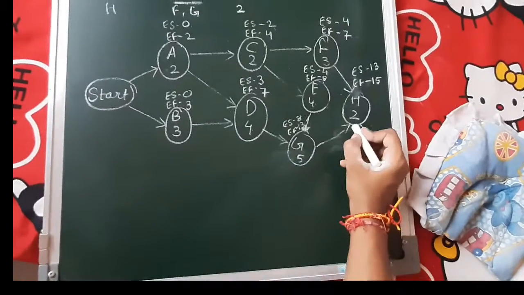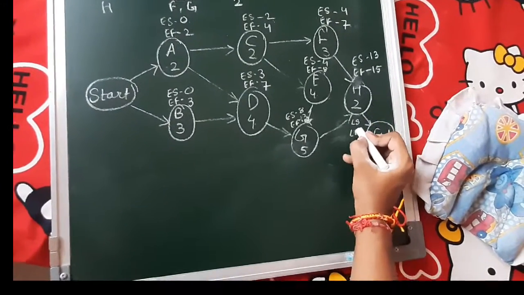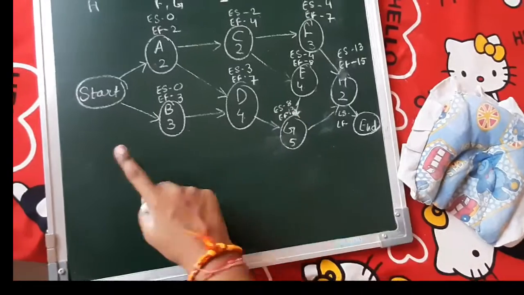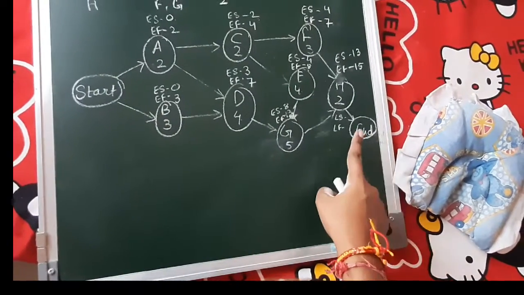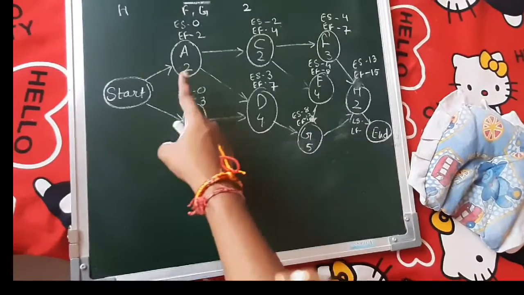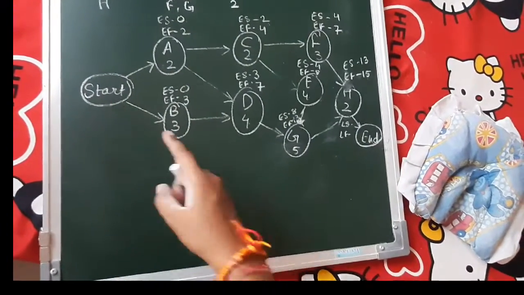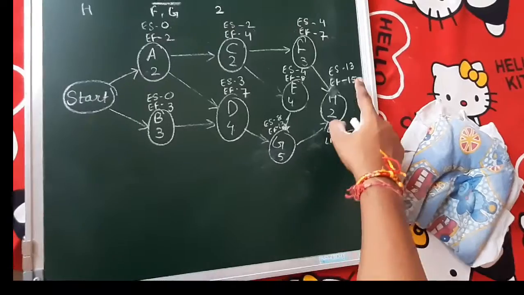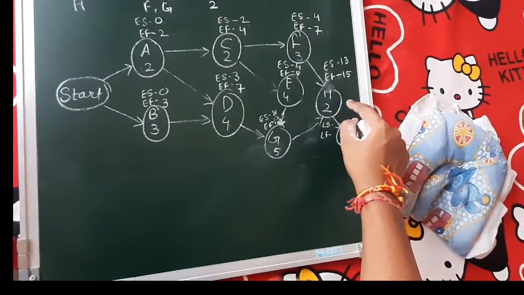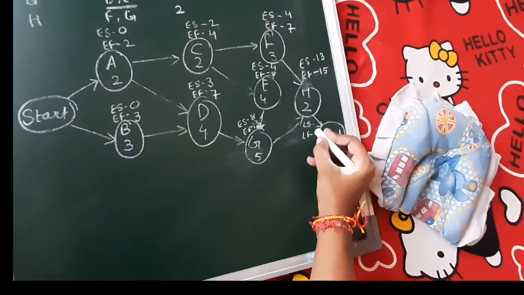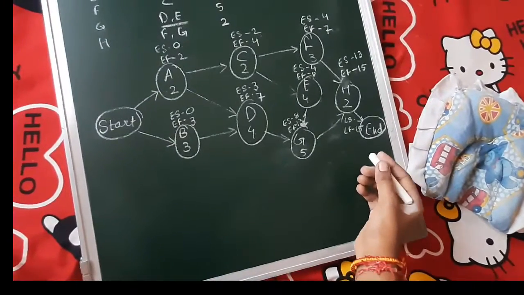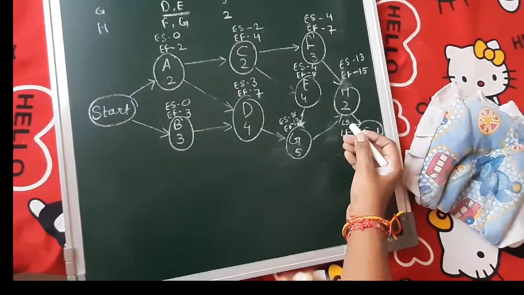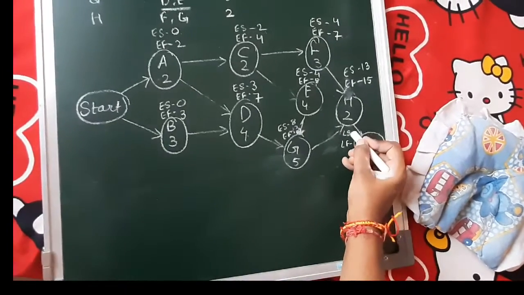Now in the same way we will write late start and late finish. For early start and early finish we have to go from start to end, but for late start and late finish we will start from end to start. So now our late finish is 15. Early finish of the last activity becomes late finish of the last activity. Now late start becomes 15 minus 2, 13.